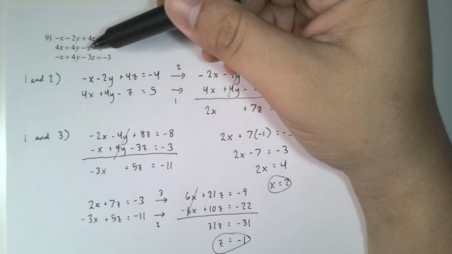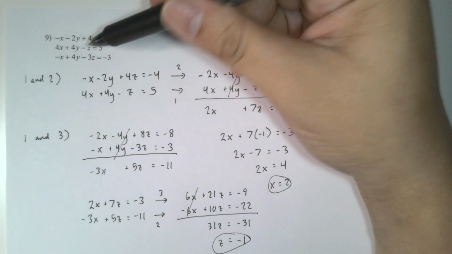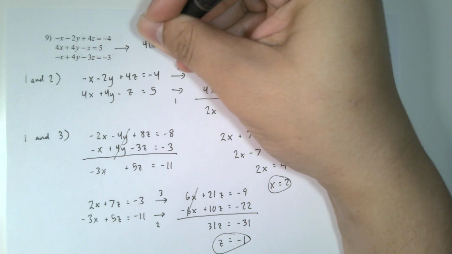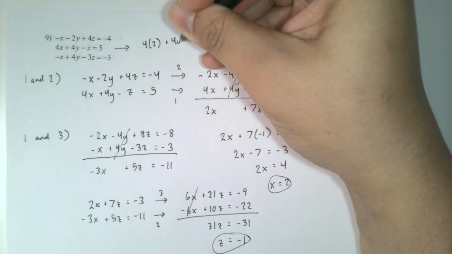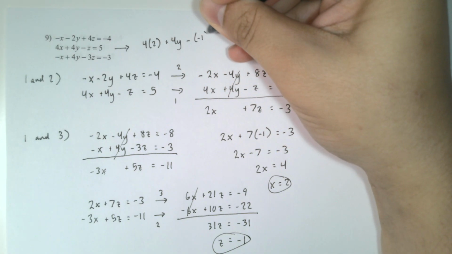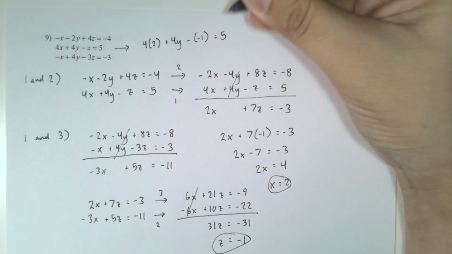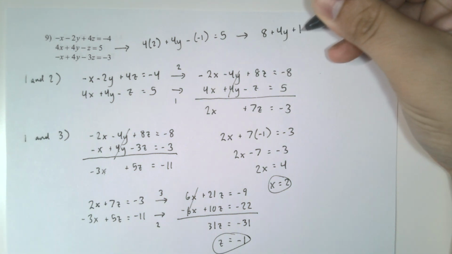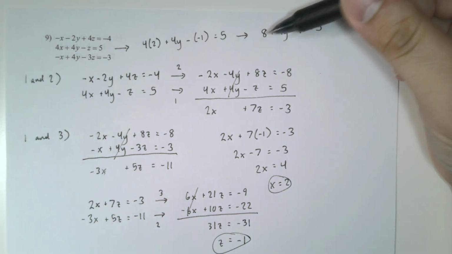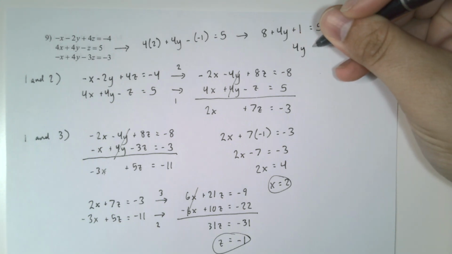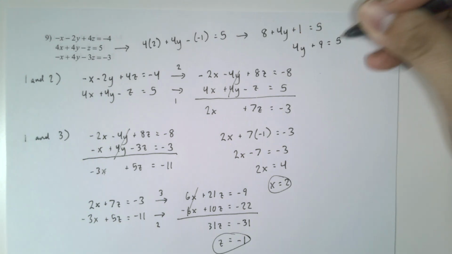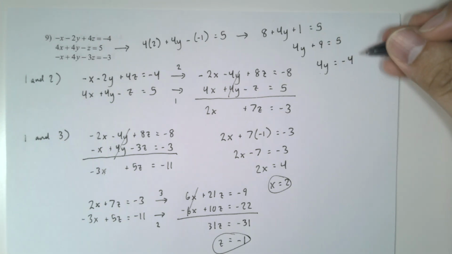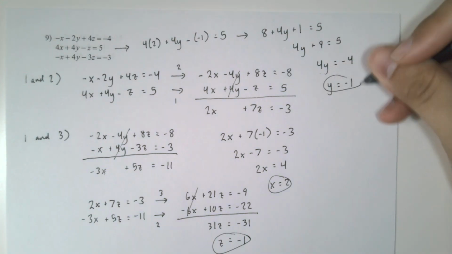We can roll with any of these equations. I don't know, middle one. If we roll with the middle one, that means we have 4 times x, so 4 times 2 plus 4y minus negative 1 is equal to 5. That gives us 8 plus 4y plus 1 is equal to 5. Combining 8 and 1, that gives us 4y plus 9 is equal to 5. Subtracting 9, we get 4y is equal to negative 4. And then dividing by 4, we get y is equal to negative 1.